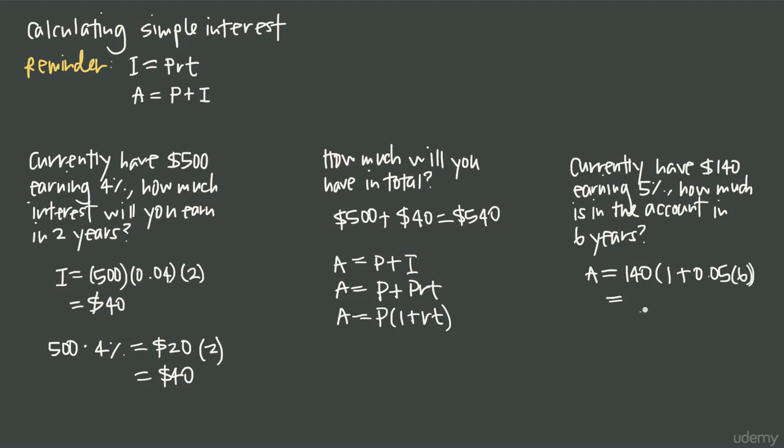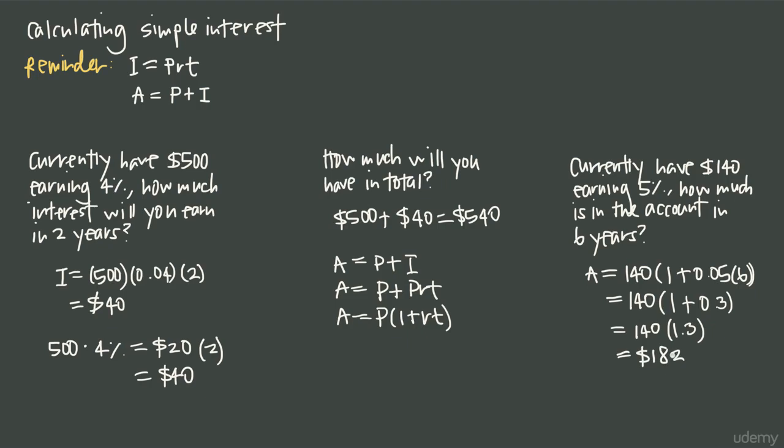And now if we do this arithmetic, we could just do it on a calculator in one step, or you could write it out here. 140 multiplied by 1 plus 0.05 times 6, which is 0.3. So 0.3 plus 1, we get 1.3, and then 1.3 multiplied by 140 is 182. So the total amount of money we'll have in the account after 6 years is $182.